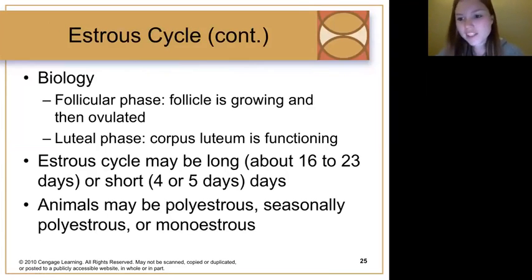But that's one of the signs of estrus. So in the estrus cycle, which we've talked a little bit about before, I'm not going to go into the links or anything like that. We've talked about that already.